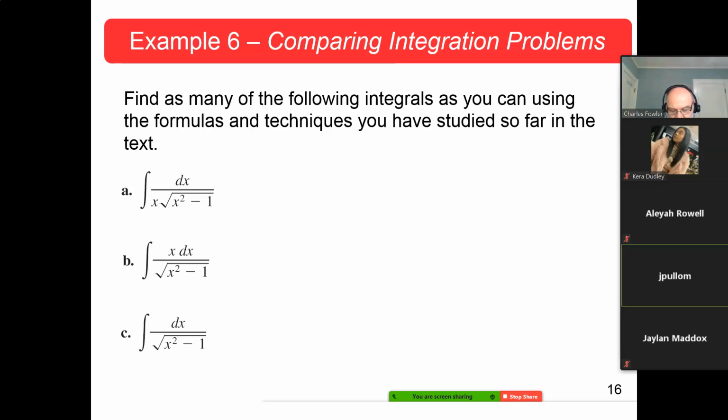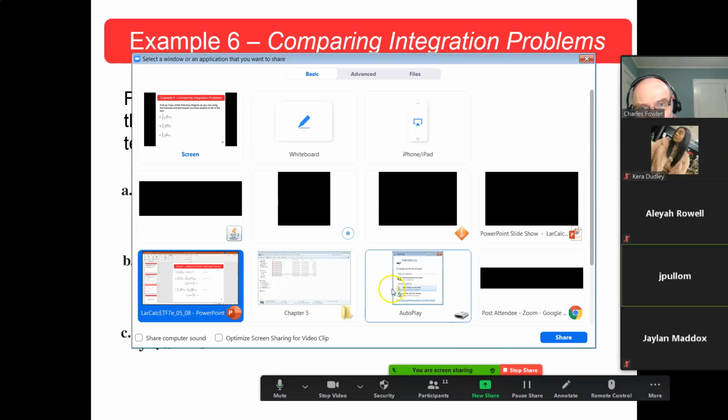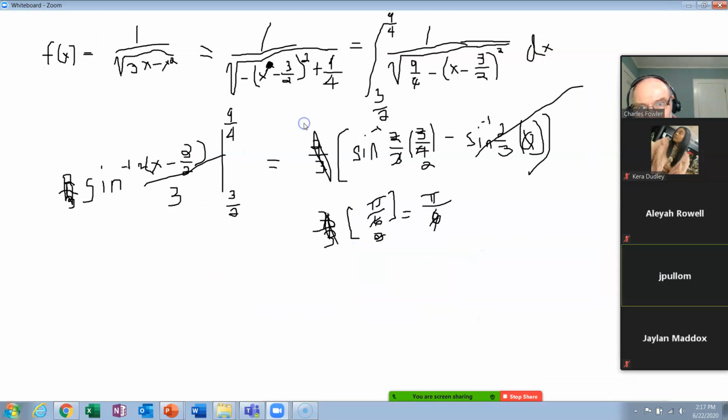How are we doing on time? 10 minutes or 9 minutes. Find as many of the following integrals as you can using the formulas and techniques you have studied so far in the text. Okay? Anyone want to make a guess of what this looks like? I thought someone would answer. If not, I've got to go to the white page. All right, go to the white page. Y'all just want to make me suffer, don't you?